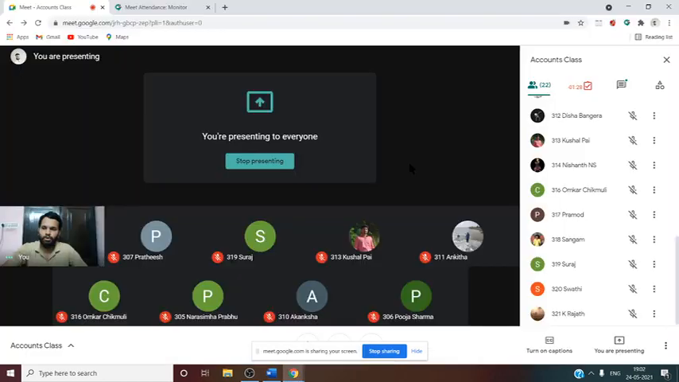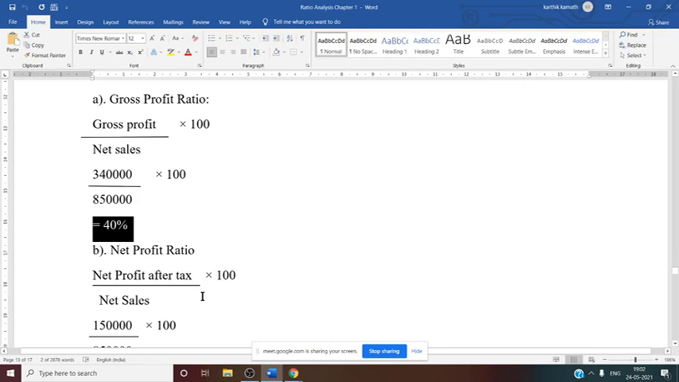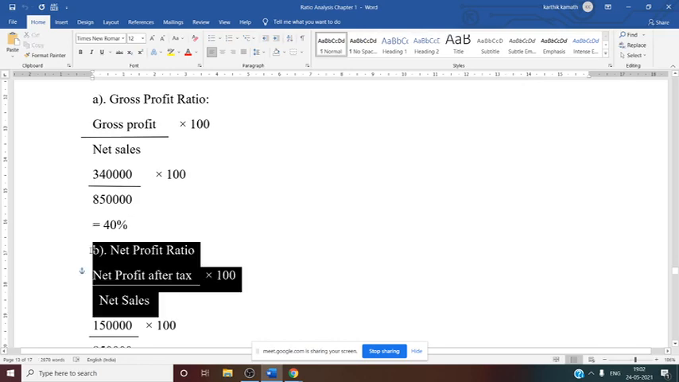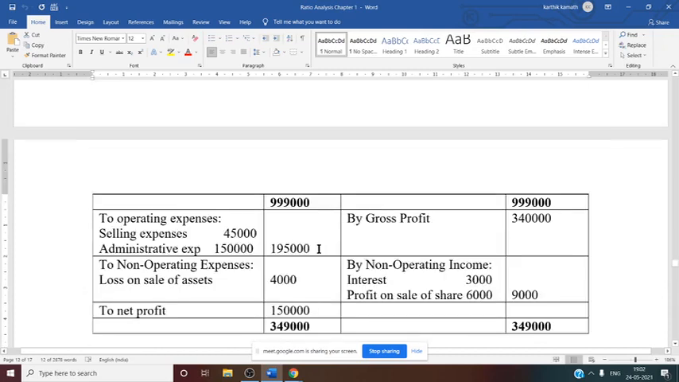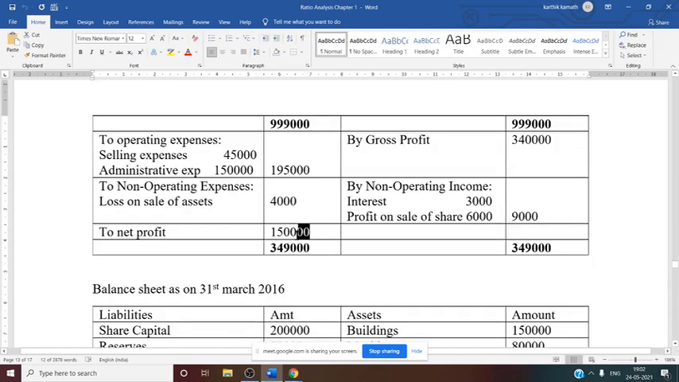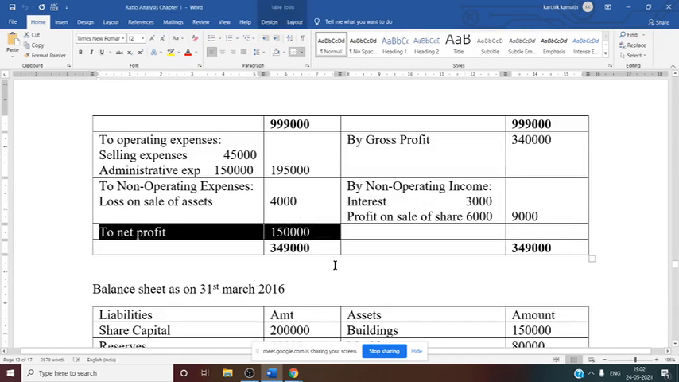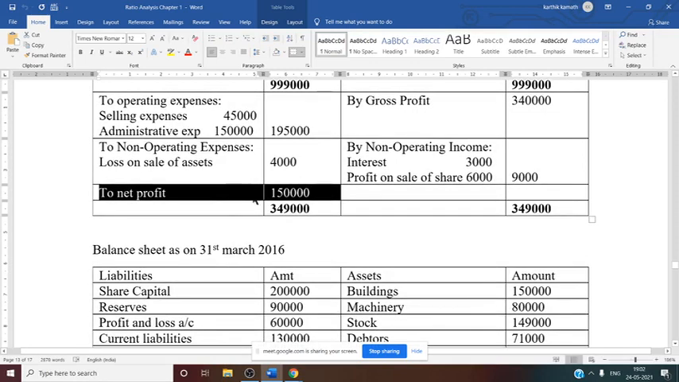So after calculating gross profit ratio, next we need to see net profit ratio. The formula for net profit ratio is net profit after tax divided by net sales into 100. So now we need to see whether net profit information is given in the P&L account. It is mentioned, see this, just below the non-operating expenses, after entering all the operating as well as non-operating expenses, any profit remaining is considered as net profit. That is mentioned at the end of the P&L account, that is 1,50,000. So this net profit itself is the profit after tax.